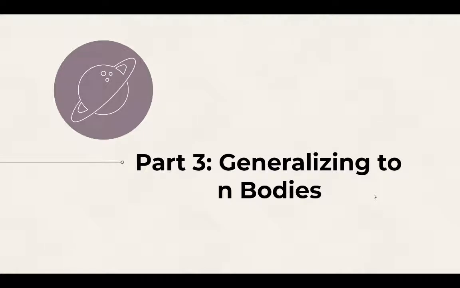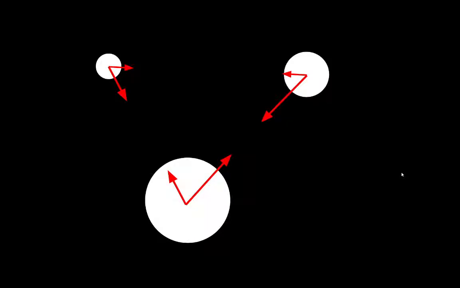So in part 3, we're going to take what we learned in part 1, which is animating 2 bodies, and combine that with what we learned in part 2 with lists to generalize our simulations to n bodies, or any number of bodies. So we can animate, let's say, 3, 4, 5, or even 100 bodies, all dynamically acting on each other, having gravitational forces on each other.